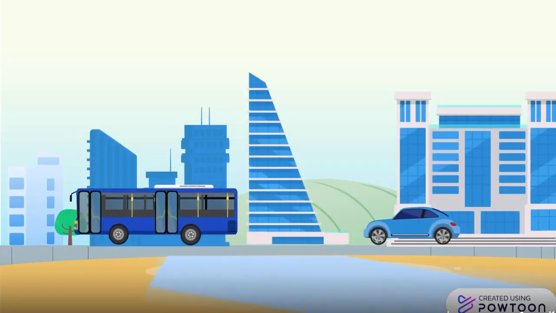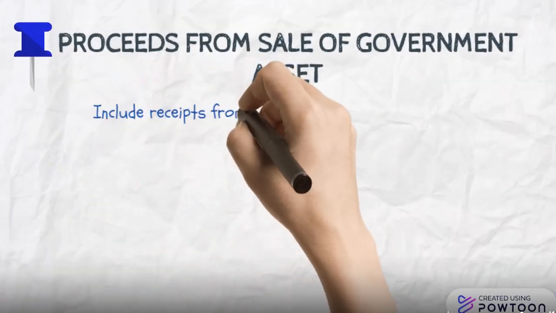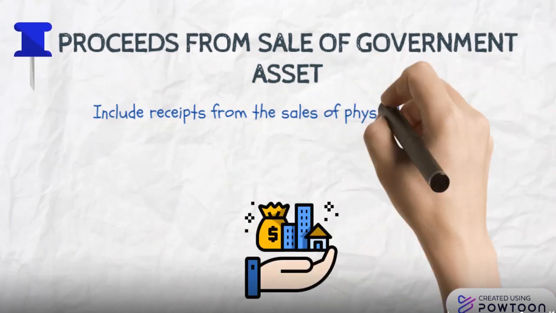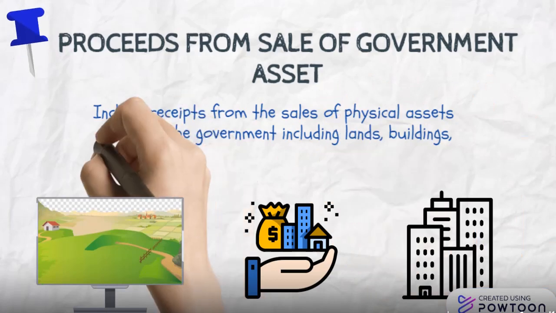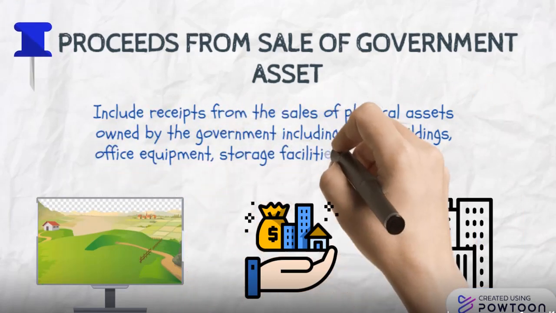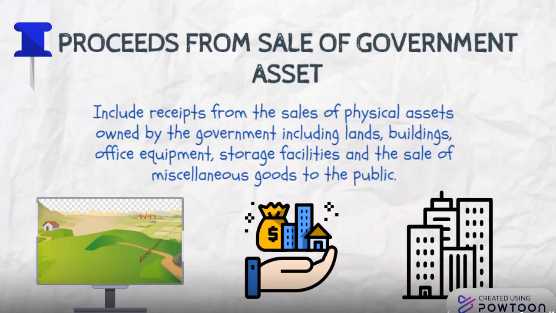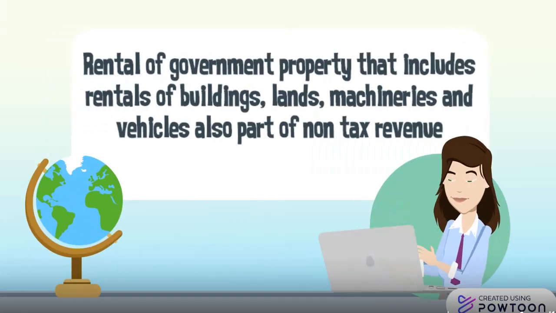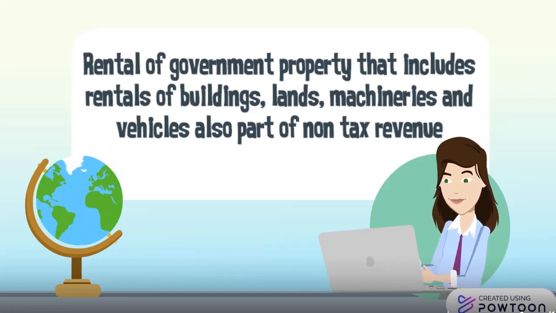Next is proceeds from sale of government assets. These proceeds include receipts from the sales of physical assets owned by the government, including lands, buildings, office equipment, storage facilities, and the sale of miscellaneous goods to the public. Rental of government property includes rentals of buildings, lands, machineries, and vehicles, also part of non-tax revenue.